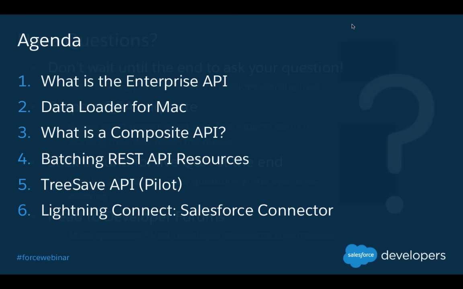So what are we going to talk about today? Kind of a pretty straightforward agenda. We're going to talk about what the Enterprise API is, go through a few new features that we have: Data Loader for Mac, Batching REST API, Tree Save API, and then we're going to end with another feature that was kind of a last-minute addition here, which is the Salesforce connector for Lightning Connect.